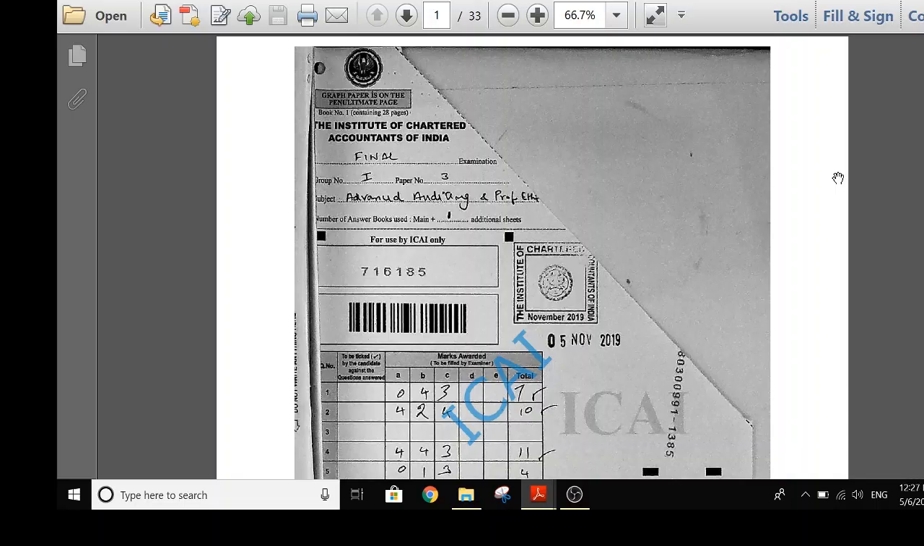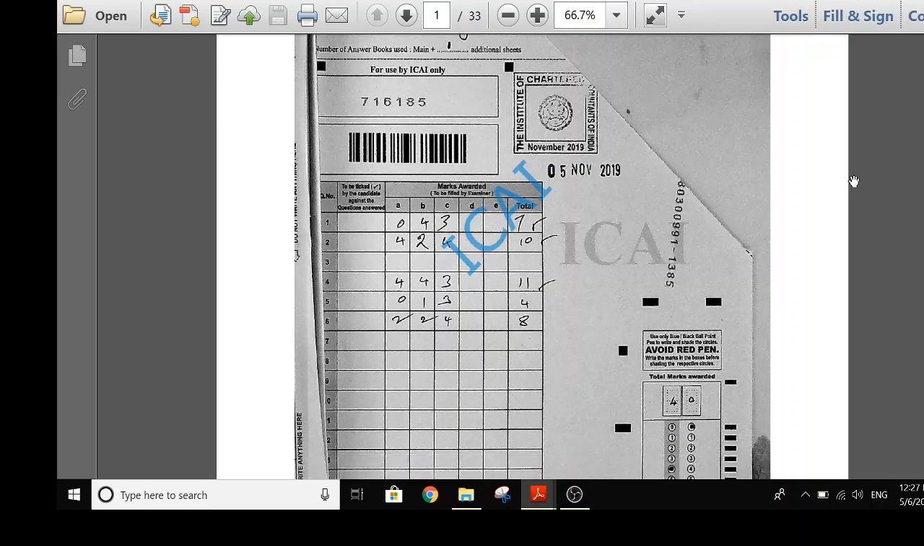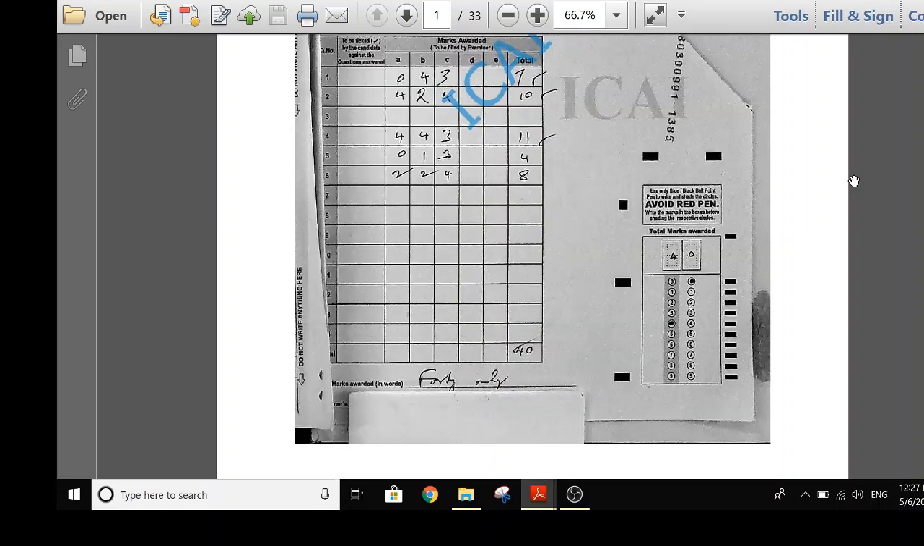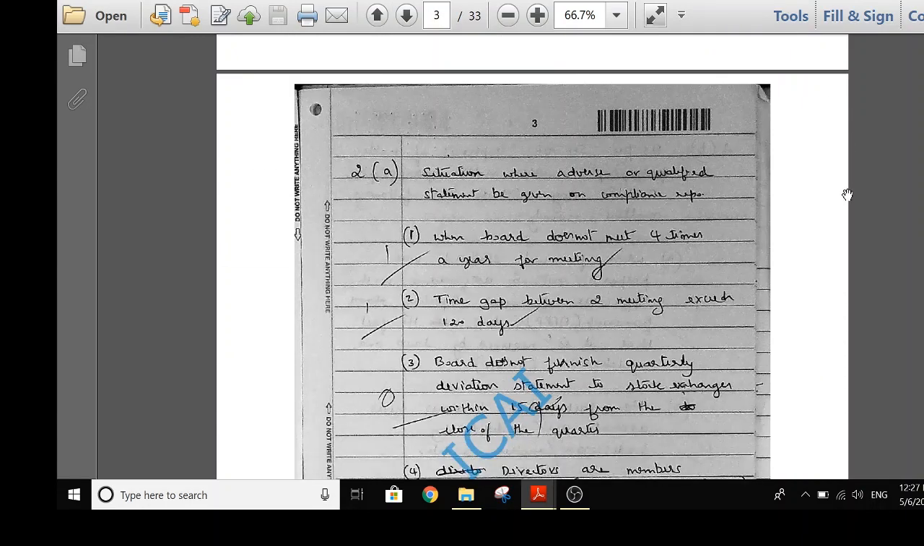Today I'll be quickly showing you how I scored 63 in CA Final Advanced Auditing and Professional Ethics exam. I had actually scored 23 marks in the MCQ pattern and 40 out of 70 in the written part of the exam. So this is my mark sheet, and I'll show you what I had written and how they have allocated marks to me.